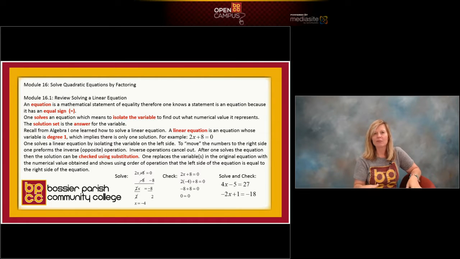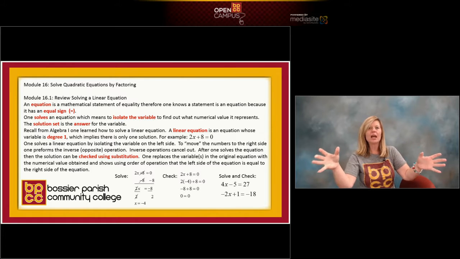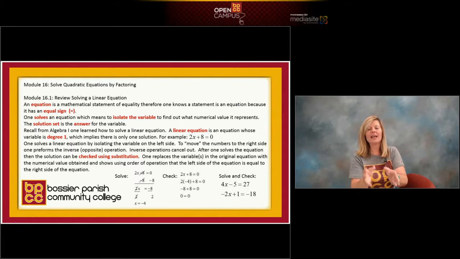Now, what you have to recall is what equation you already know how to solve. From Algebra 1, everyone learned how to solve a linear equation. You know it's an equation because it has an equal sign, but you know it's linear because it's degree 1. Now, what does that mean? Recall, the word degree means the value of the highest exponent. So when you look at your variable, if it's understood to have an exponent of 1 and that's the highest exponent, that's how we know it's a linear equation. And that degree is important because linear equations only have one solution, and that's why they're degree 1.